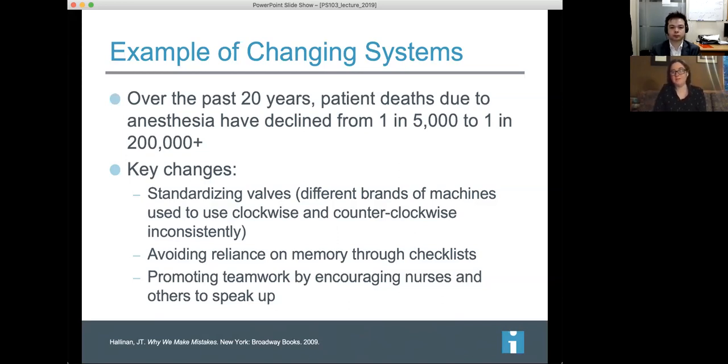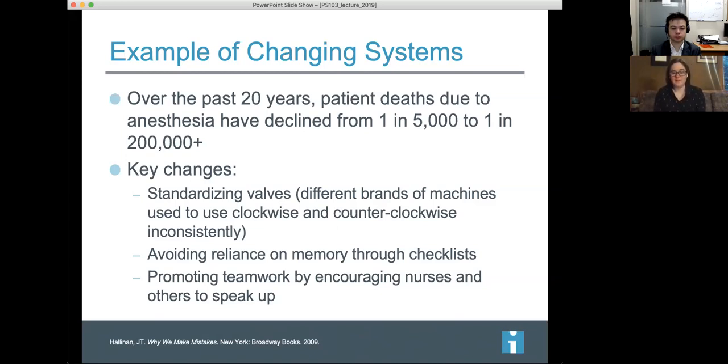Avoiding reliance on memory through checklists. In the old days, and it was the same for medicine in general, we were expected to know and understand everything from rote memory. That's no longer the case. It's much more important to understand the process of diagnosis, for example, and how to find that information rather than memorizing everything. And we use a whole variety of checklists, particularly for emergencies, to help us make sure that we're not missing anything, and there's an acceptance that that's the way you do it now.